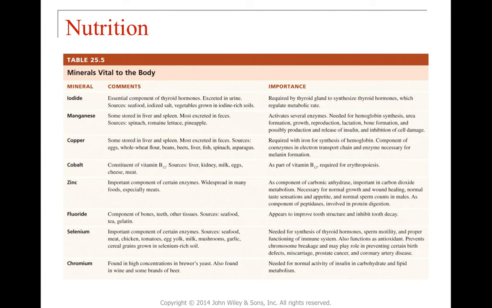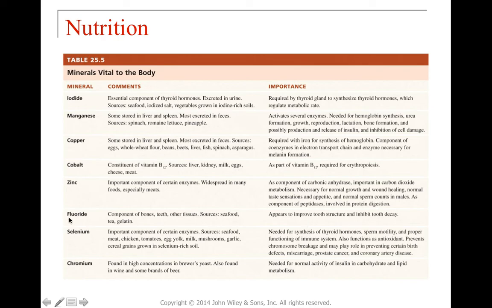Some other minerals include iodide, which is involved in regulating metabolism, manganese, which is needed to synthesize hemoglobin, copper, which is also required for synthesis of hemoglobin, cobalt, which is required for erythropoiesis, which is the creation of red blood cells, zinc, which is important in carbon dioxide metabolism, fluoride, you may have heard of, they add it to the water. It's going to help with tooth structure and inhibit tooth decay.